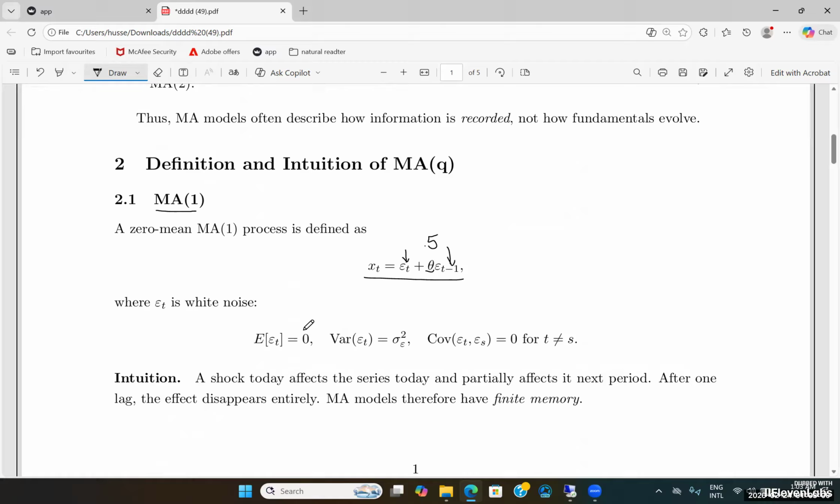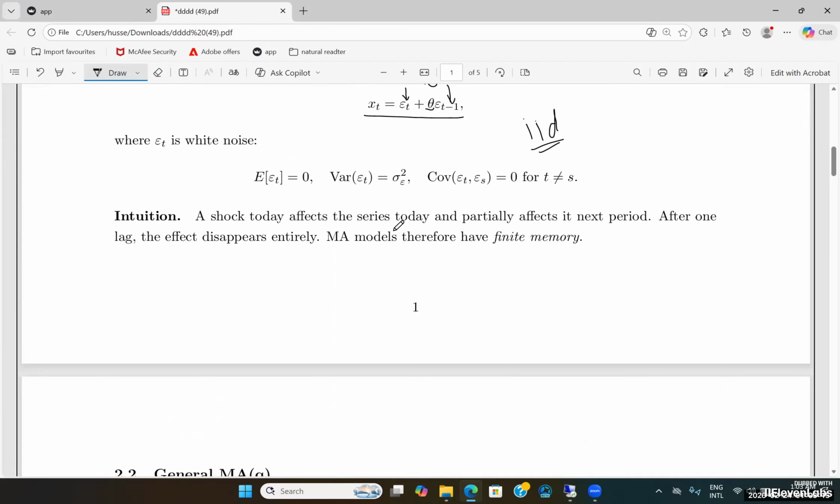Because the expected value of the error is 0, the variance of the errors remains constant, and there is no autocorrelation present within the error term. This therefore implies that we are working with IID, meaning identically and independently distributed errors, or, more simply put, white noise errors. So, the impact of our current shock today influences the series right now, and it also partially affects the series in the upcoming period. This means these shocks possess a brief memory. Their effect is quite short-lived.